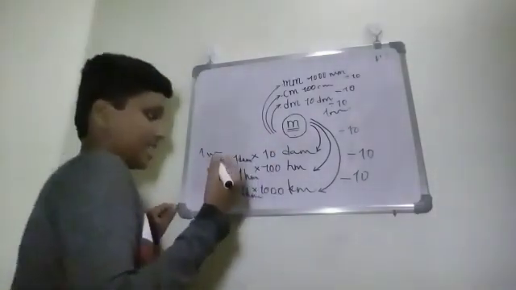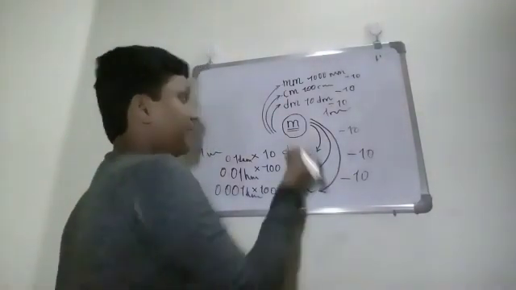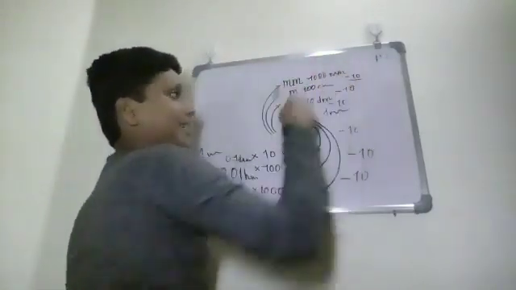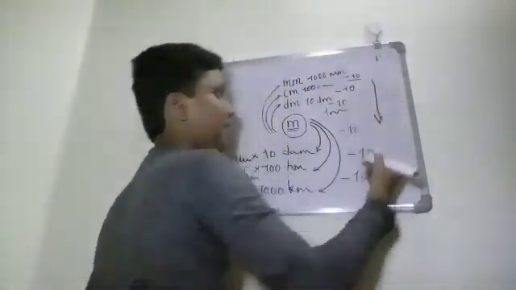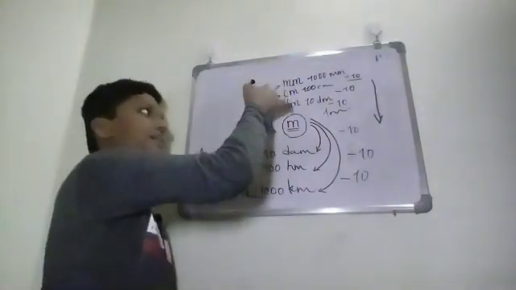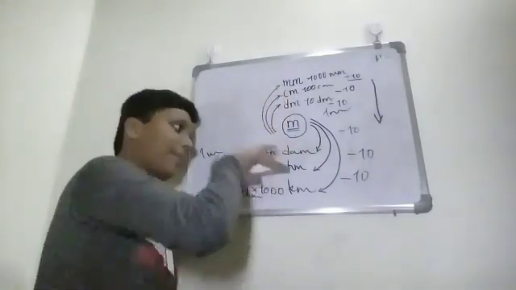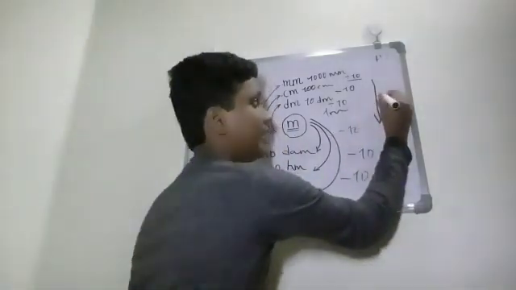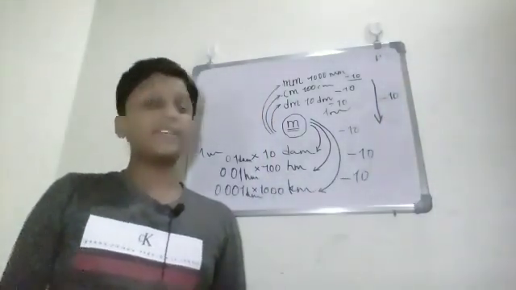And now you can understand that to convert from millimeter to centimeter, you should divide the number by 10. Okay, so that is the relation. Downwards in this table means millimeter to centimeter, centimeter to decimeter, decimeter to meter, meter to decameter, decameter to hectometer, and hectometer to kilometer. You should divide by 10. It is division. It is always division.